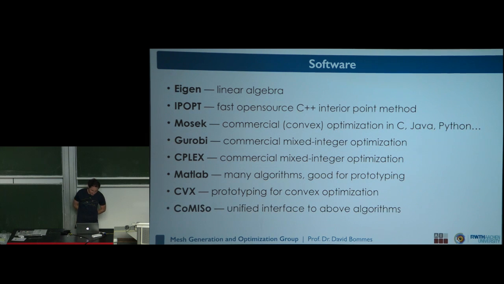And last but not least, it's here on the slide, the CoMISo library, which is a library that we developed in Aachen, and it has some own solvers inside, but it also offers a unified interface to all of the other libraries that I discussed before. So if you don't want to decide right from the beginning, then this gives you one way of implementing your optimization problem in a general form that can then be solved by any of the other algorithms.